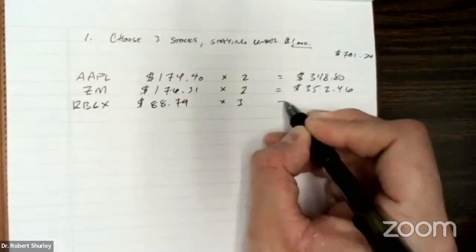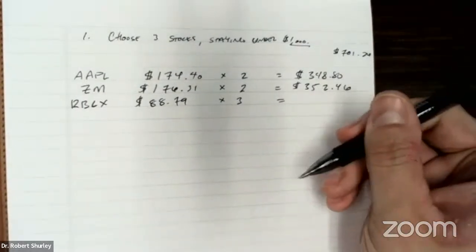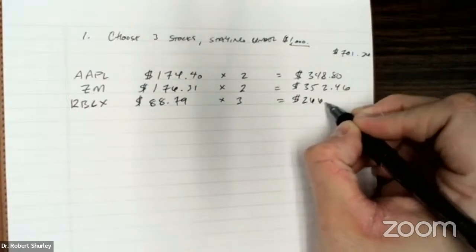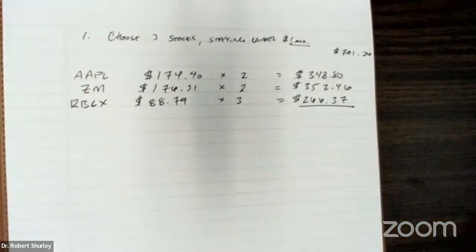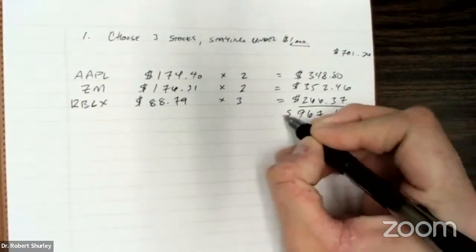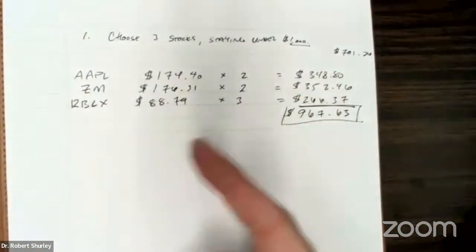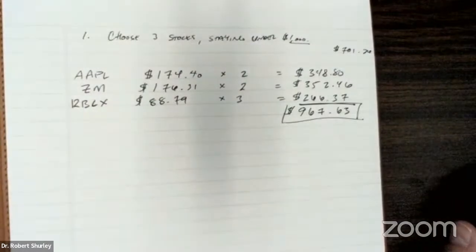I'm going to buy 3 of those because that should keep me under 1,000. 88.79 times 3, 266.37. And if I add all these up, let's see if it's under. And the goal isn't like to get the closest to $1,000 as possible. That's not the goal. You just need to stay under, and you need to buy at least 3 stocks. Yeah. My total is 967.63. Perfect.